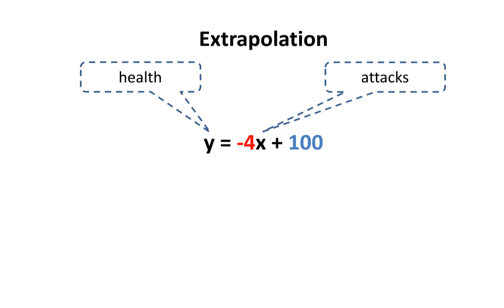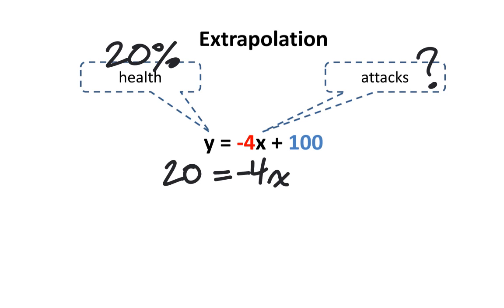As stated previously, we want to figure out how many attacks you can sustain before your health decreases to 20%. I'm going to replace the variable of y with 20, since y represents health. Everything else stays the same. Next, you want to identify like terms. 20 and 100 are like terms.